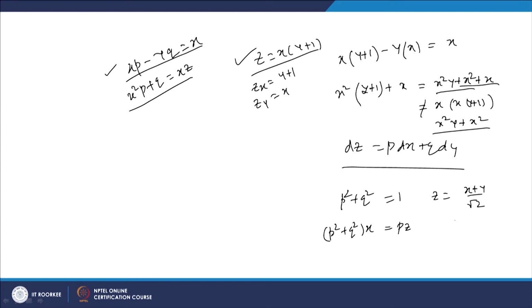So here we want to say z equal to x plus y by root 2. If you calculate, p is 1 by root 2 and q is 1 by root 2, and it satisfies the first equation but not the second equation, because if you look at the second equation, here it will be x equal to 1 by root 2 and z is x plus y upon root 2. So you can say that these two are not equal, so this will satisfy the first equation but not the second.